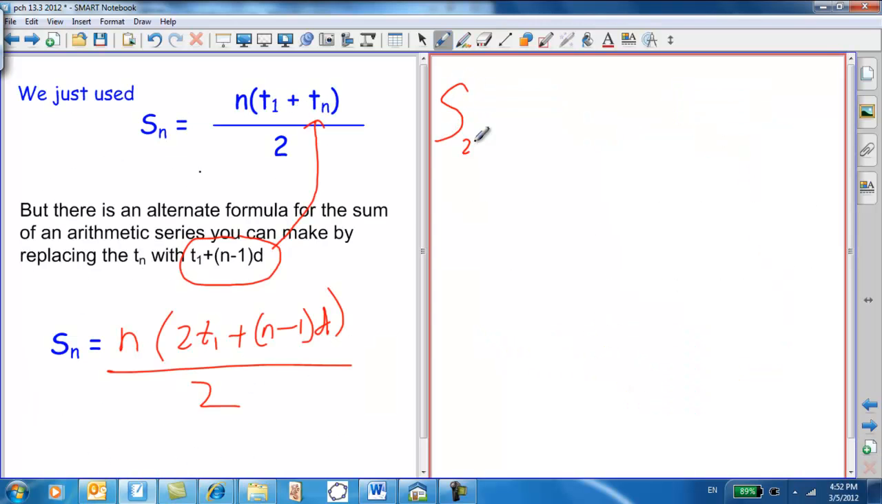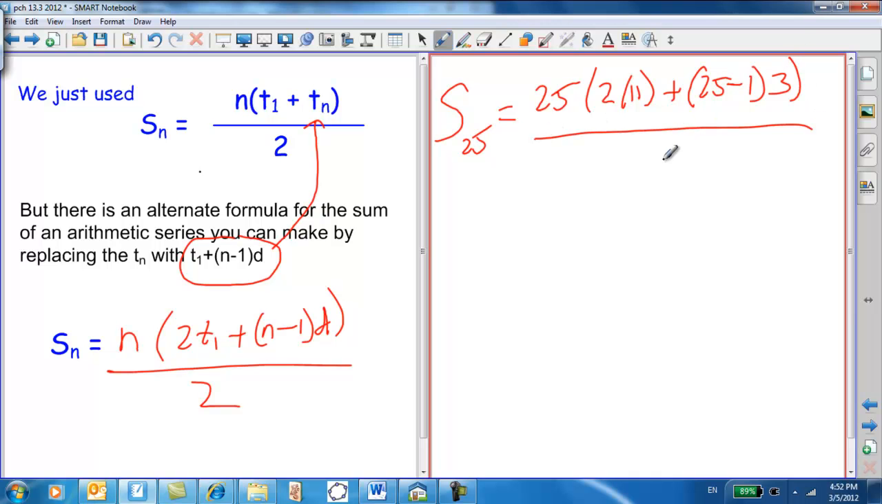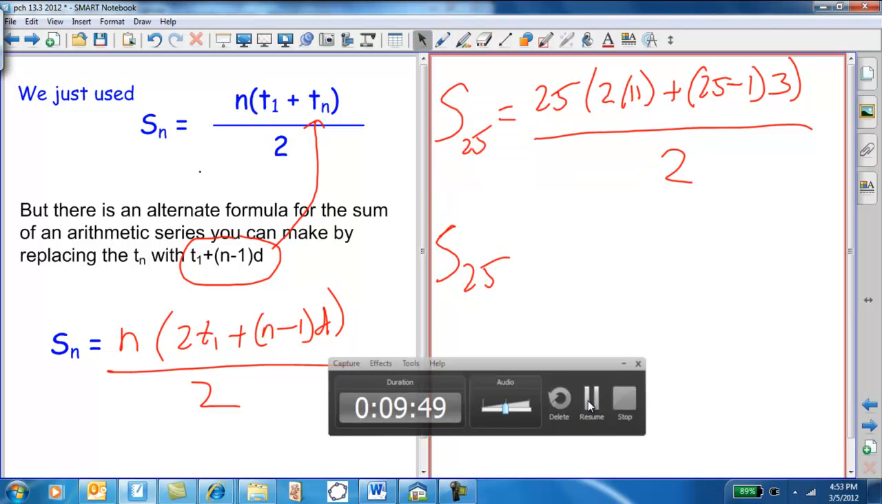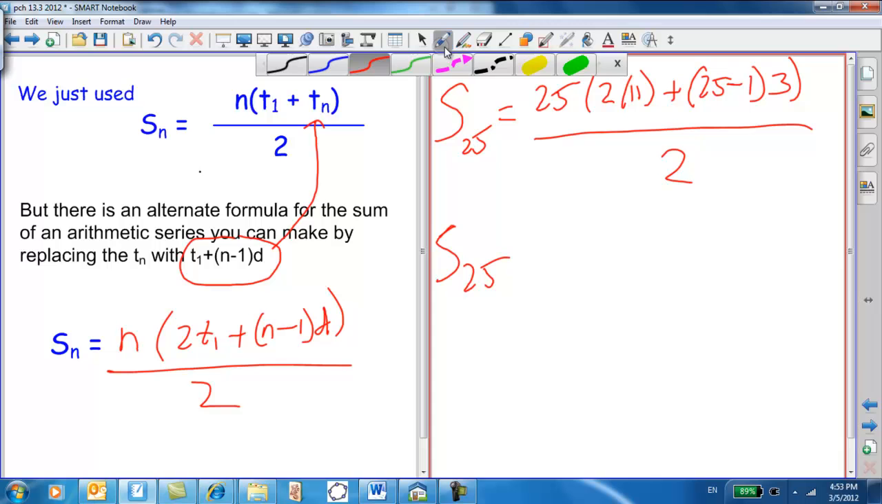So when we do the sum of the first 25, we can say 25 times (2 times t sub 1, which was 11, plus 25 minus 1 times d, which is 3), all over 2. And let's simplify that on the calculator. And again, we get 1175.